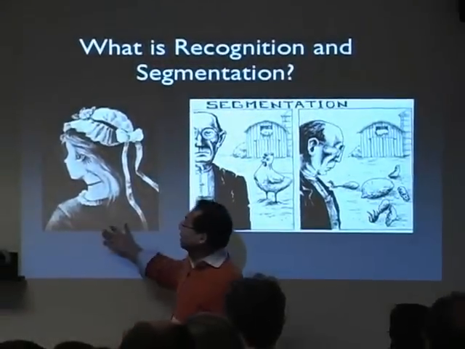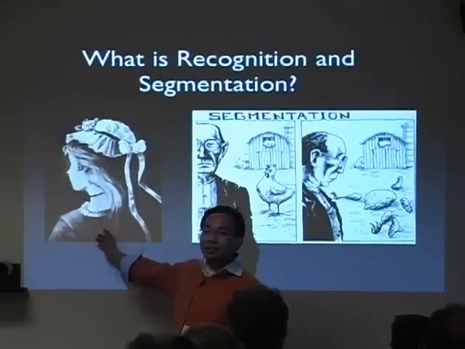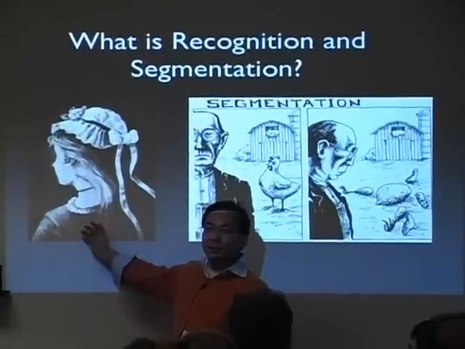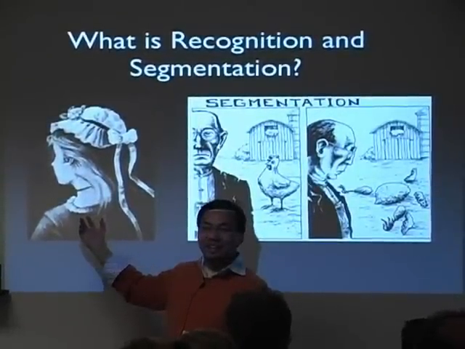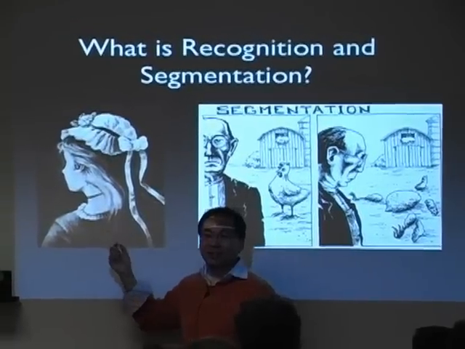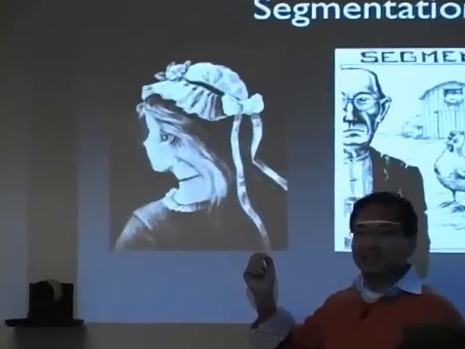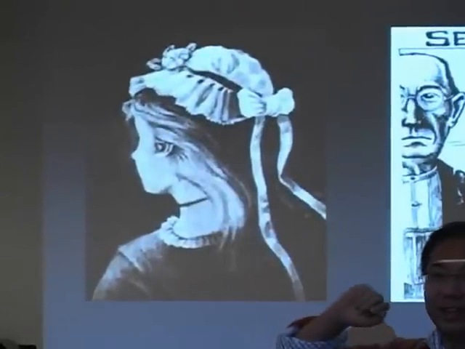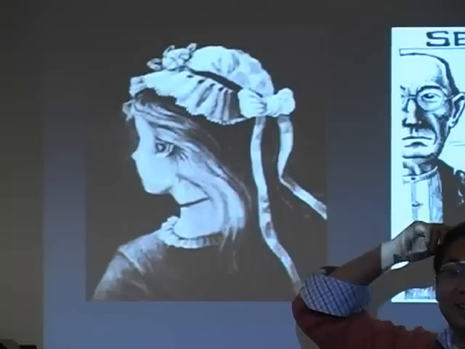So here's an illusion. How many people have actually seen this illusion? Okay, a few. So what do you see immediately, for people who haven't seen it? The girl facing that way. There's a young girl facing that way. Okay, how many people actually see a young girl here?